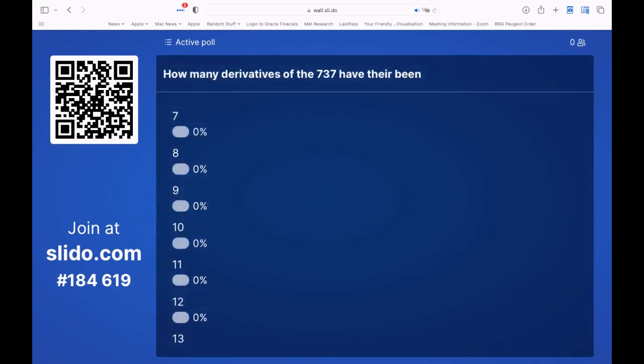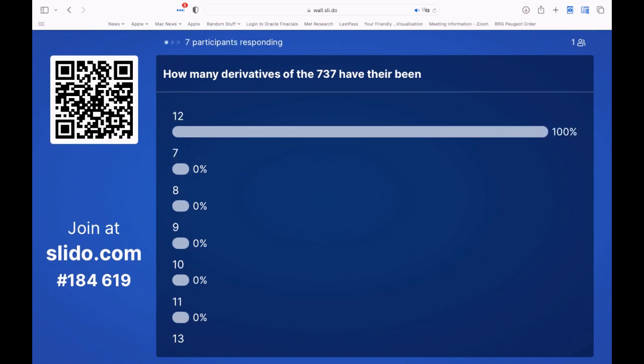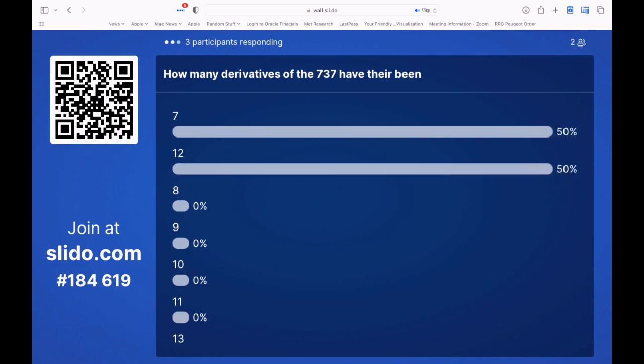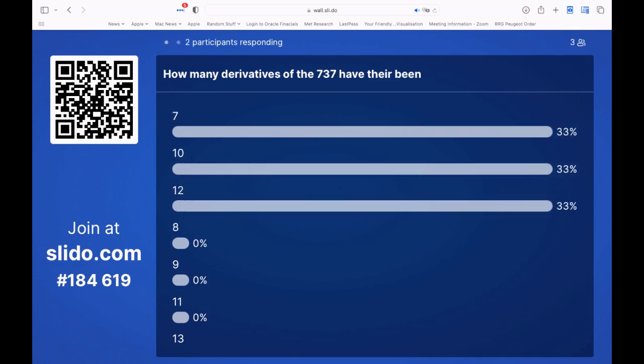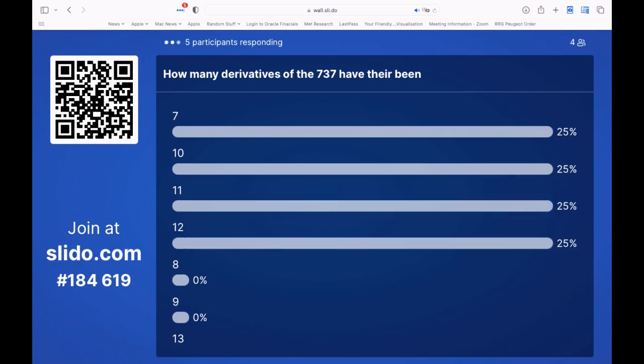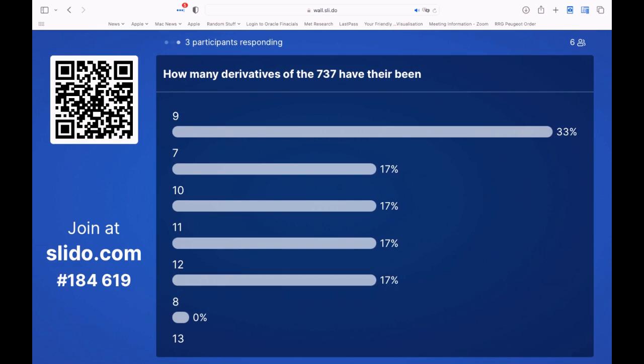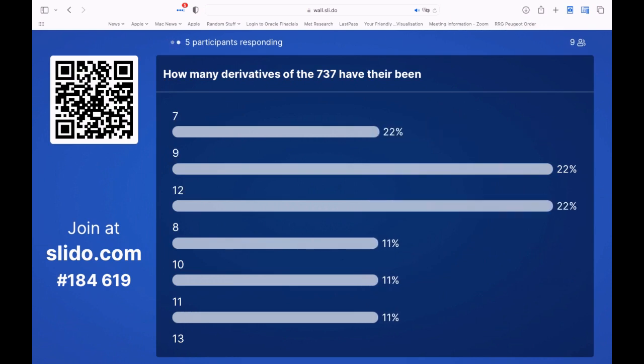Okay. How many derivatives of the 737 have there been? And yes, a whole lot is an appropriate answer. But I'm looking for a slightly more sophisticated answer. Now, you could argue there's more or less depending on how you define subderivatives, but we're talking the main derivatives. So I am not differentiating 900 from 900ER, even though it has a different aft pressure bulkhead, therefore longer cabin.